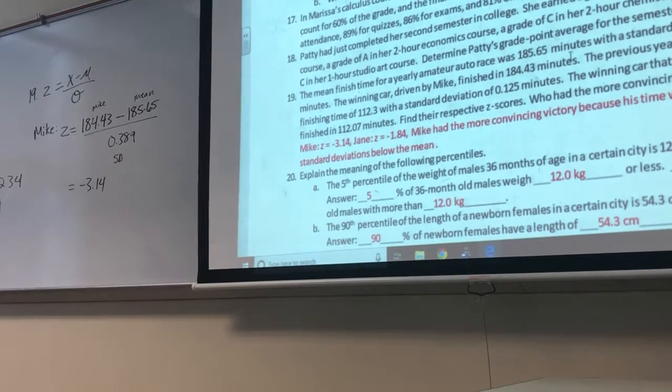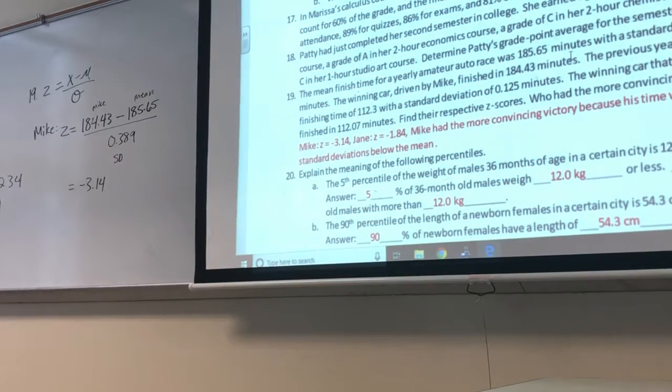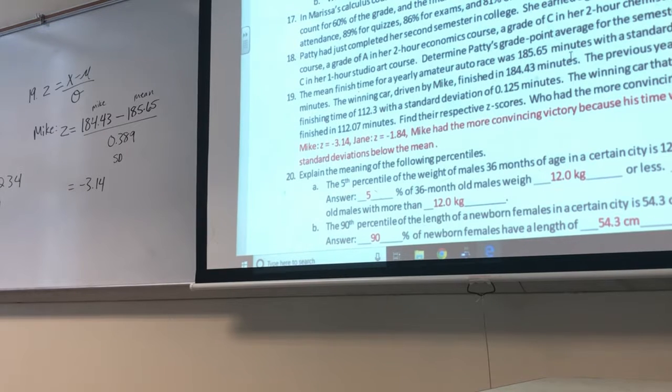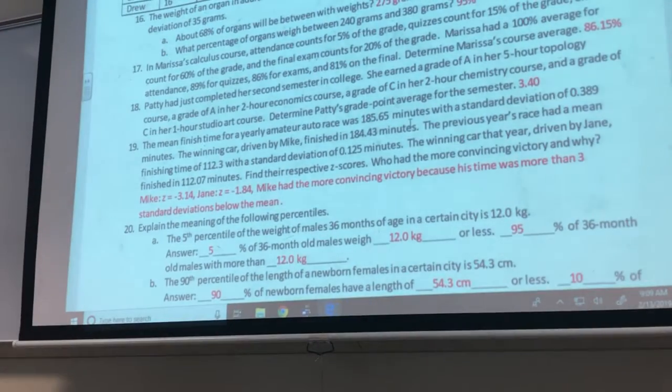Then we'll do the same thing for the next person, who is Jane. So her z-score is going to be Jane minus the mean. So Jane had 112.07. Over standard deviation 0.125. That's our standard deviation, and that one should give you back a negative 1.84.